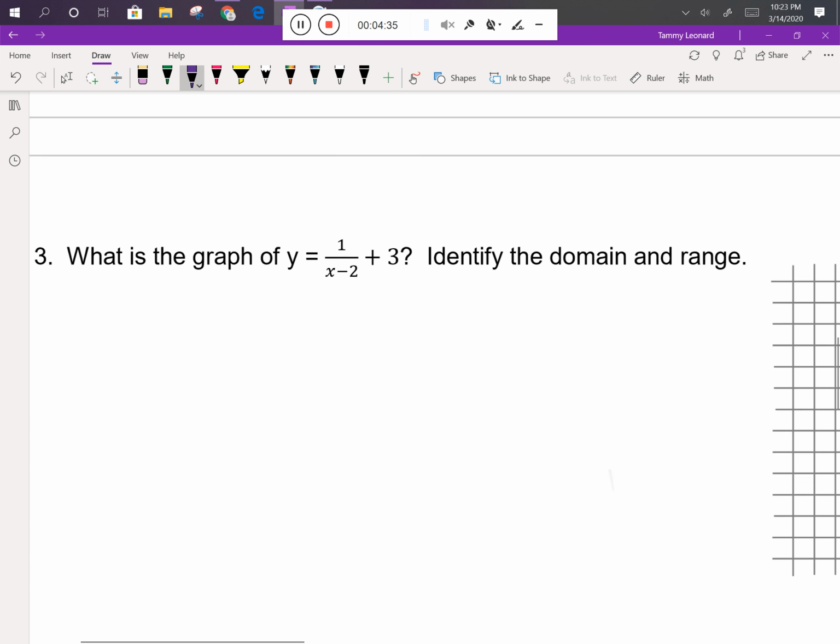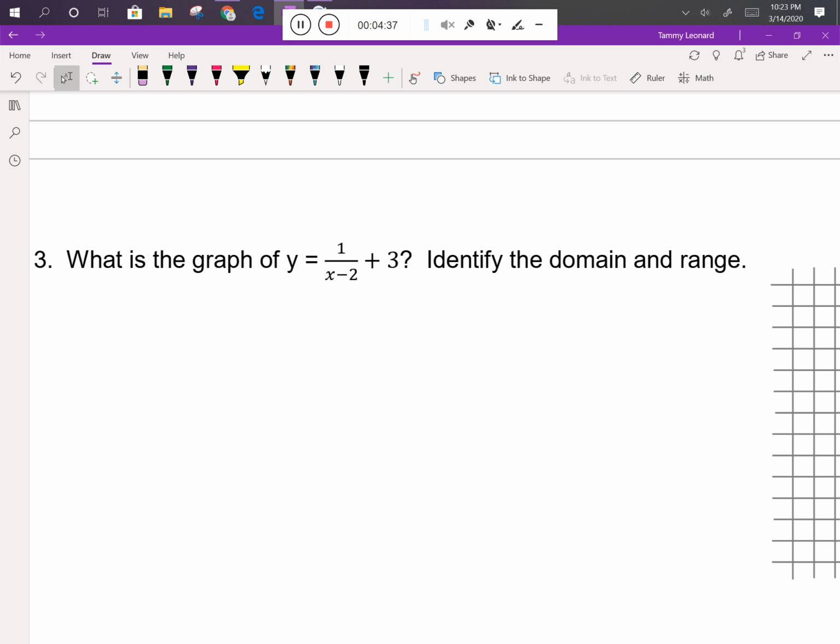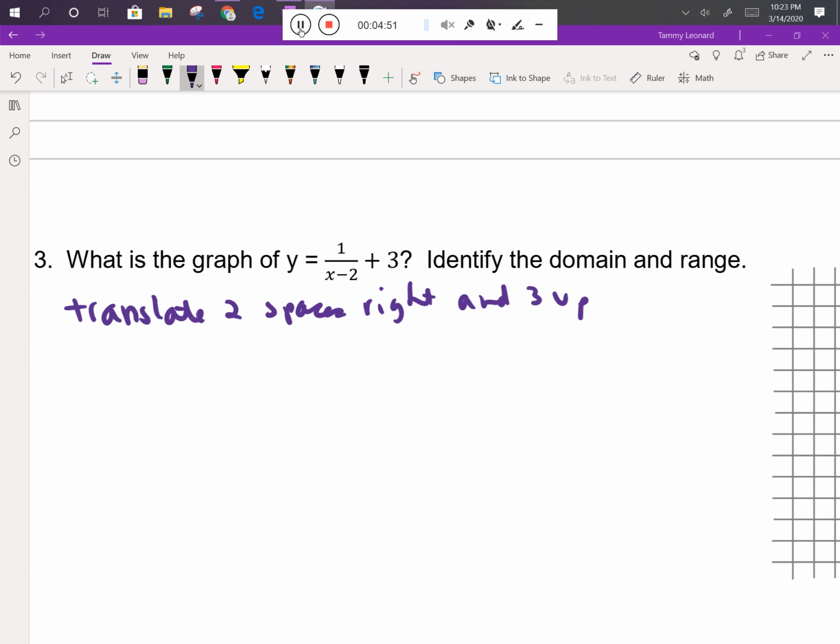All right, let's look at number 3. Number 3 is asking us to make a graph, but this time we have some transformations happening. Namely, we can see that we are translating 2 spaces to the right and translating up 3 spaces. So when I go to make my parent function, I'm going to strip away the transformations and just make my parent function based on 1 over x.